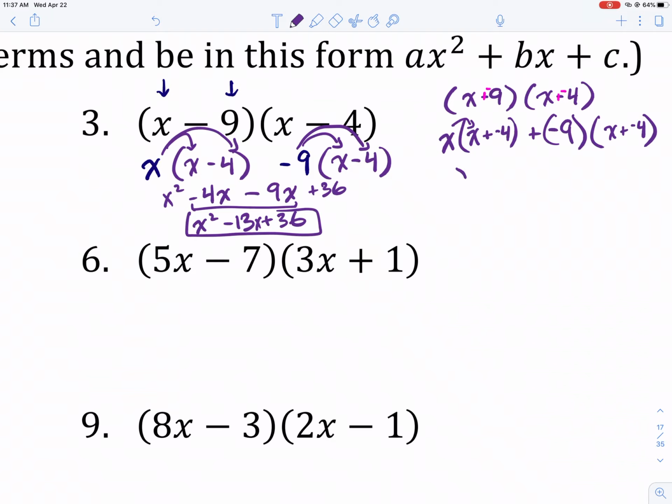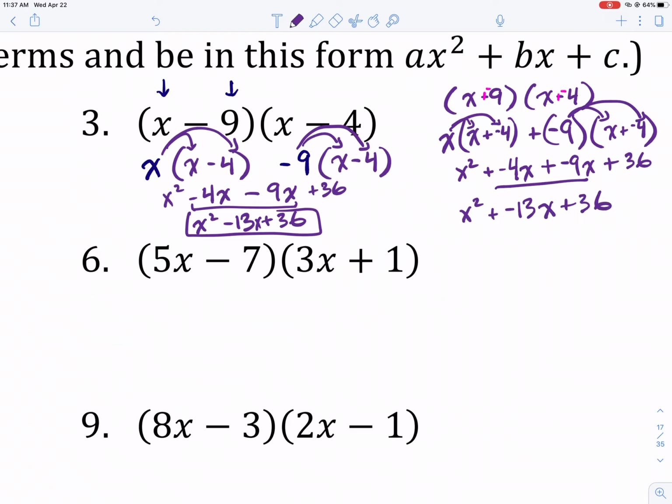You're going to get the same thing, x squared plus, and now you have x times negative 4, which is negative 4x, plus negative 9 times x, which is negative 9x, plus, and then you have your negative 9 times the negative 4 to get positive 36. And you combine like terms. And if you want, you can clean this part up here and just make that a subtraction problem. Either way, either one of these two are going to be fine.